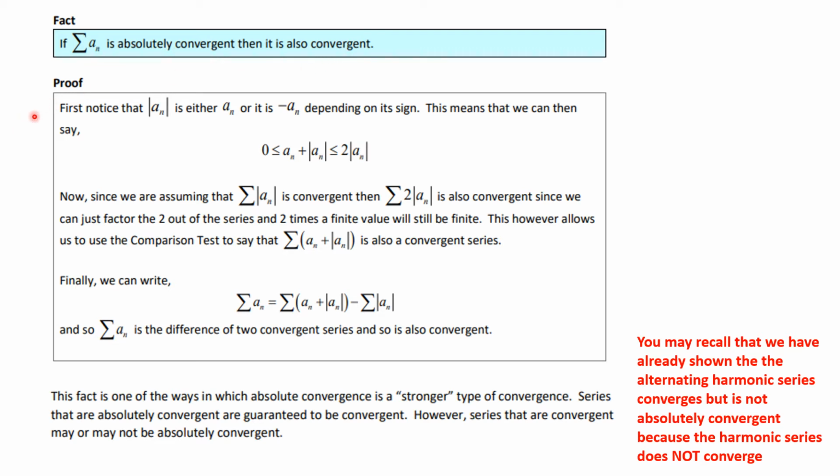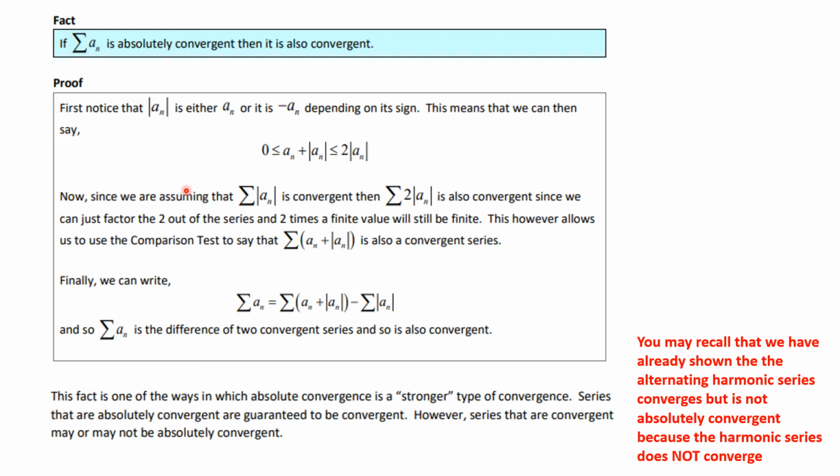So let's look at the proof of this. So first notice that the absolute value of a sub n is either a sub n or is minus a sub n, depending on its sign. This means that if we take the absolute value of a sub n and add it to a sub n, that will be at lowest 0, and it might be as big as 2 times the absolute value of a sub n, depending on if the a sub n is positive or not.